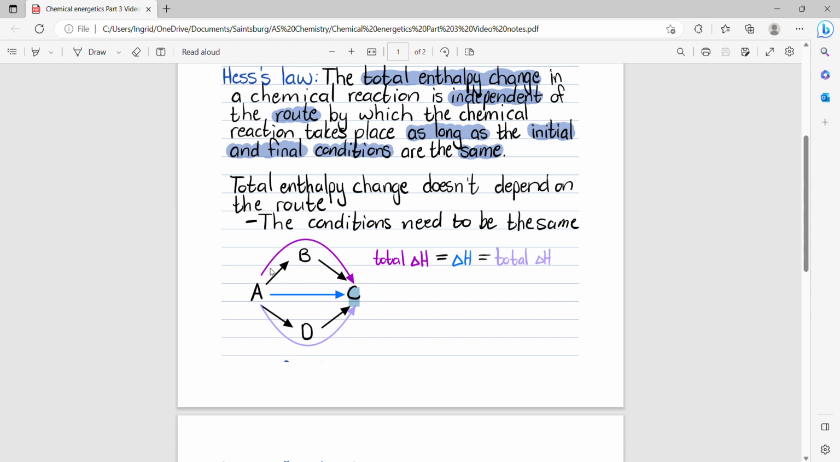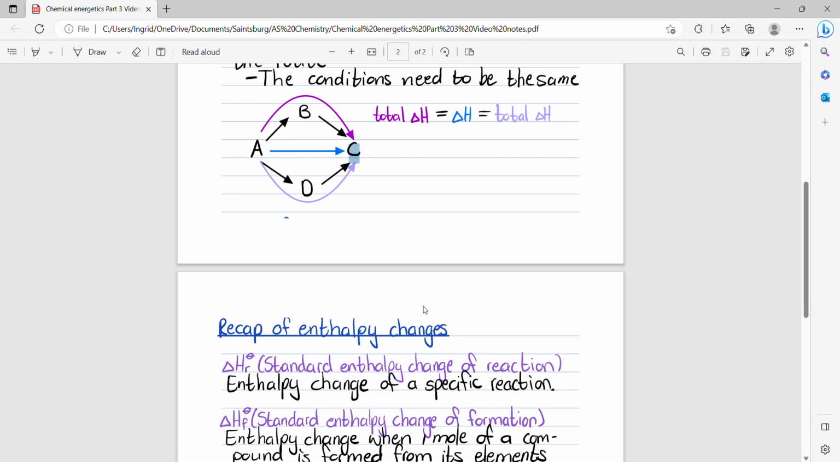So the enthalpy change for A to C via B is the same as the enthalpy change for A to C straight, and that is the same as the enthalpy change to get from A to C via D. So you will see I wrote it there in color coordination. So the total enthalpy change for the route at the top is the same as the enthalpy change for the straight route, and that is the same for the enthalpy change for the bottom route. So please keep this in mind.